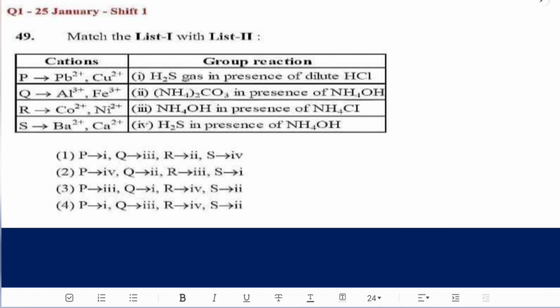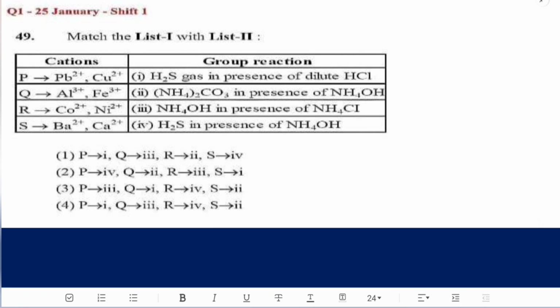Let's start our session. Today we can discuss practical chemistry PYQs, January session 2023. Have a look at the question. Match the following: they are giving cations and group reactions.